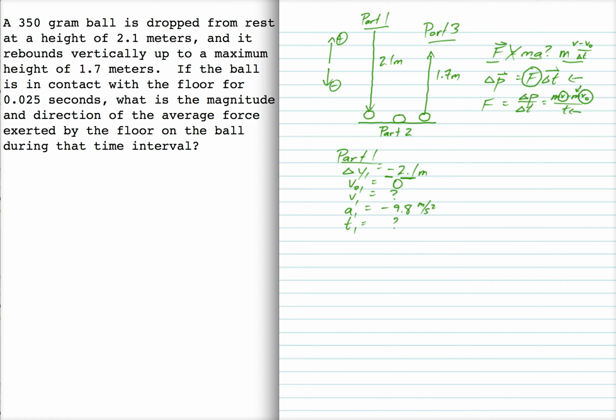So let me use the equation that doesn't have time in it to find final velocity. I get v1 squared is equal to 0 plus this, and notice the minus signs work out. And so v1 is plus or minus 6.416 meters per second. We'll take the negative value of that since it's going down. So there's v1, which is the initial velocity for part 2, which we can plug in right up here.